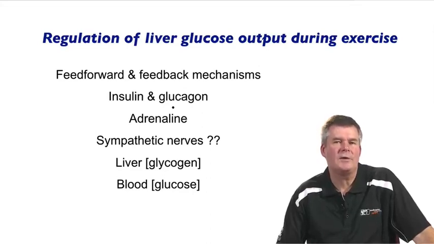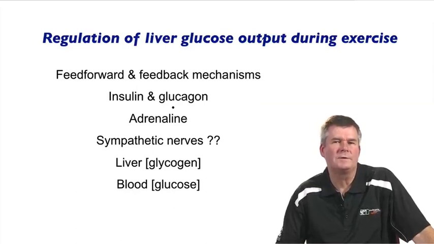There are changes in the pancreatic hormones during exercise. Insulin levels tend to go down and glucagon levels tend to go up. And it's thought that these two signals play an important role in allowing the liver to increase its glucose output during exercise. Circulating adrenaline can also act on the liver glycogen stores, which are then broken down to liberate glucose.